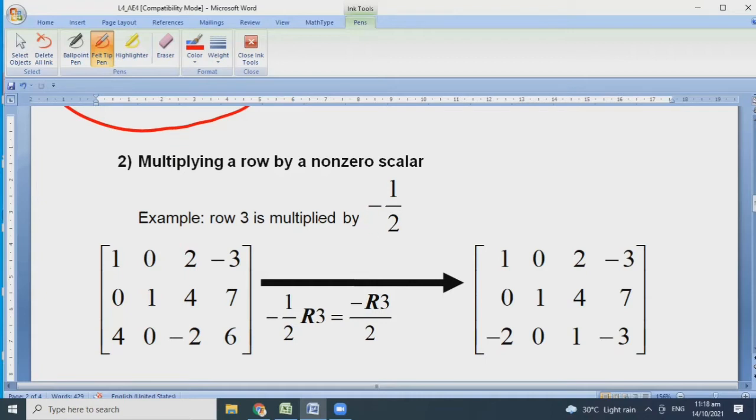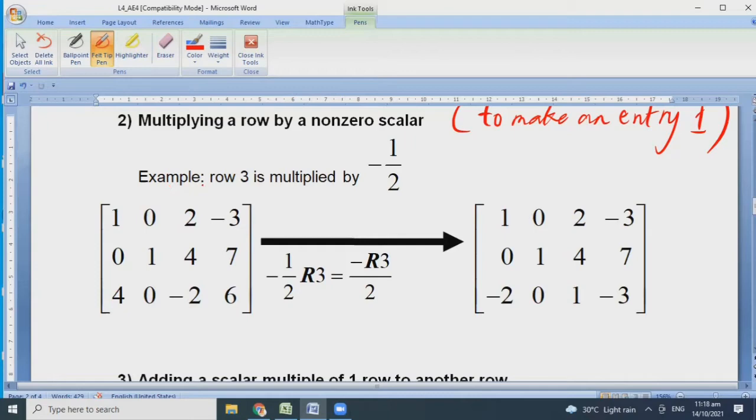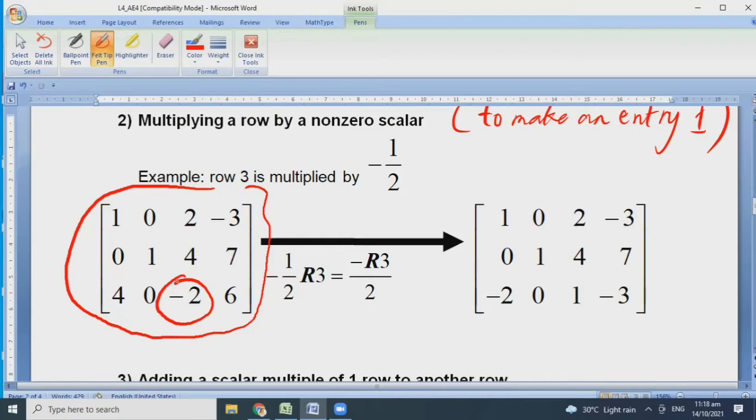So, this rule is used if we want to make an entry 1. Let's say, for example, this one. This is our given. And then, look at this. We have here negative 2. And I want this to become 1. So, how will it become 1 like in this one? We can multiply a non-zero scalar. When we say scalar, it can be a fraction, a whole number, basta it cannot be 0.